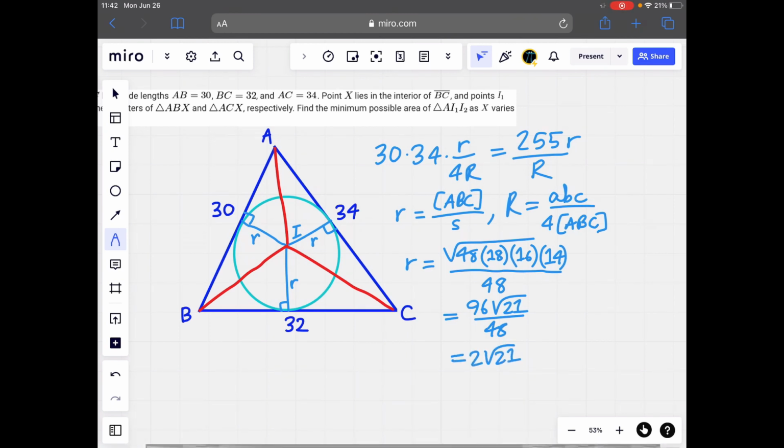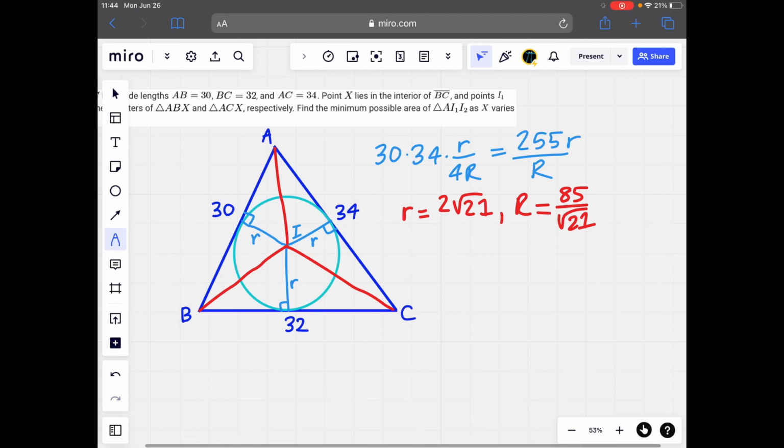And now big R is going to be easy to find because we know the triangle ABC has area 96 root 21. The product of the side lengths of ABC is 30 times 32 times 34, and then we divide that by 4 times the area of ABC, which is 384 root 21. We're going to get 30 times 34 times 1 over 12 root 21, since 32 over 384 is 1 over 12. And that turns out to be 85 over root 21. So now we know that little r is equal to 2 root 21 and big R is equal to 85 over the square root of 21.